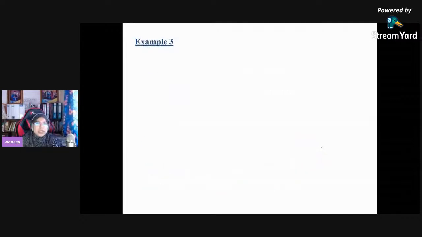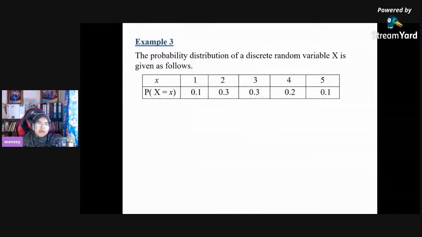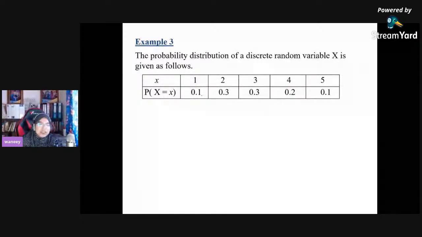Okay, so the probability distribution of a discrete random variable X is given as below. We have x as 1, 2, 3, 4, 5, and then the probability of X equal to x as 0.1, 0.3, 0.3, 0.2, 0.1. The question asks us to calculate expectation of X. So how do we calculate expectation of X?